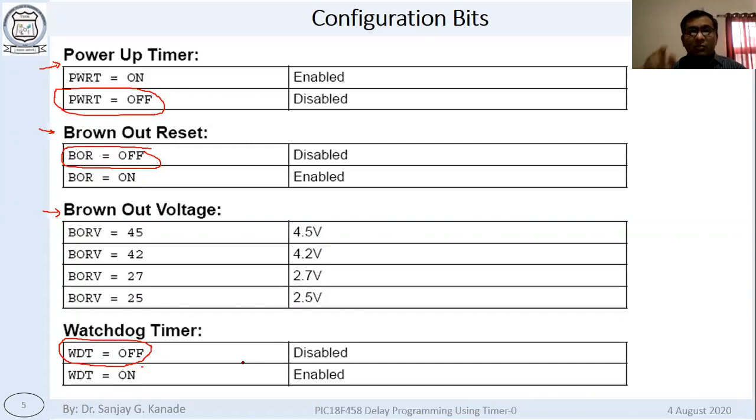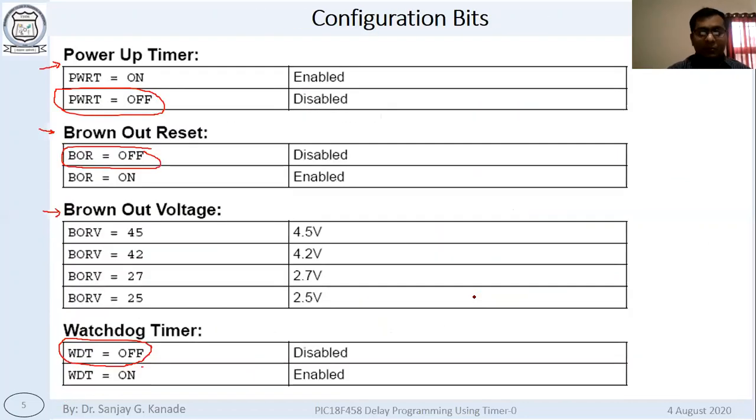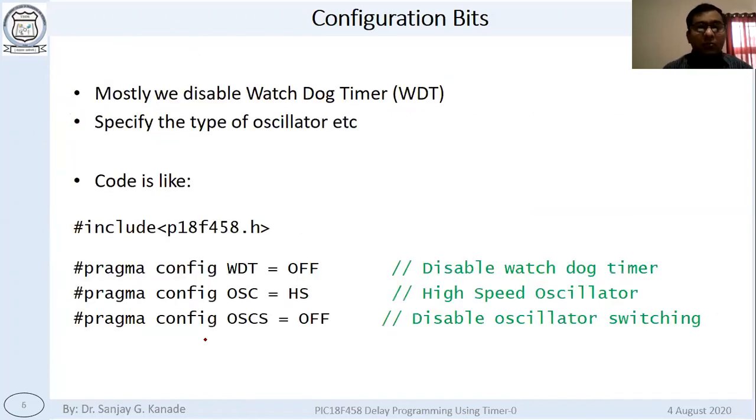As said on the previous slides, these configuration bits are set using this particular instruction or syntax. This is written before any function, before main, just after the hash include line. This is part of the preprocessor directive or assembler directive. So this is how we are going to configure the microcontroller settings. You can enable the watchdog timer, but then you will have to take care of resetting the watchdog timer also. Okay. So mostly, how we have written, that's how I'm now showing you the code.